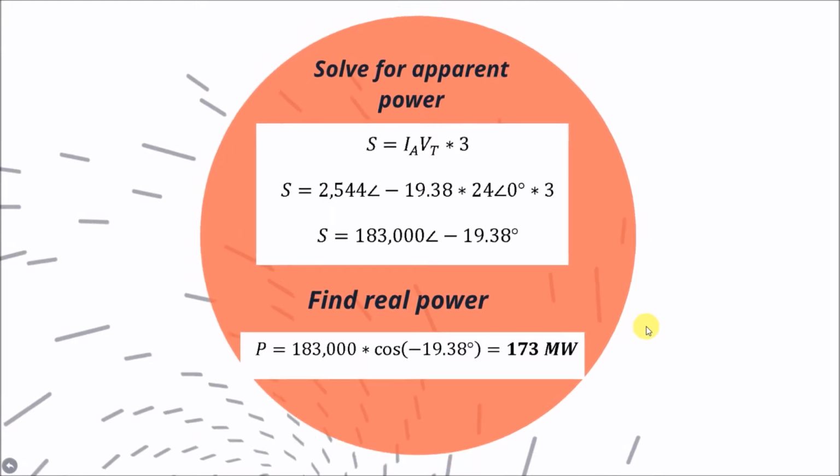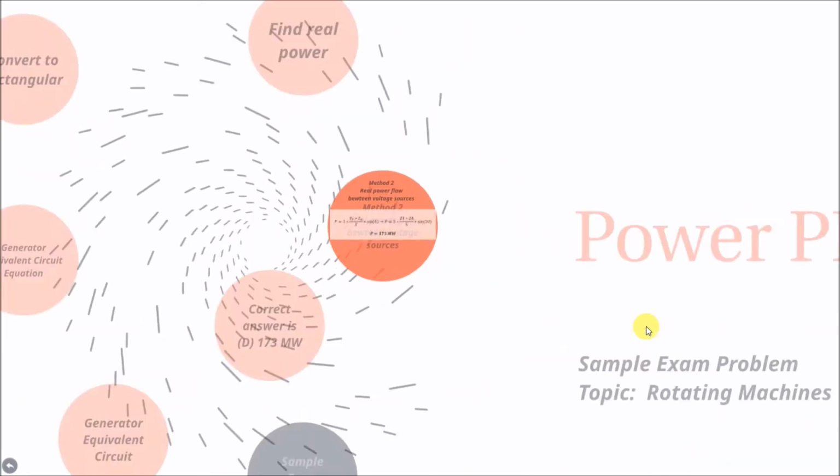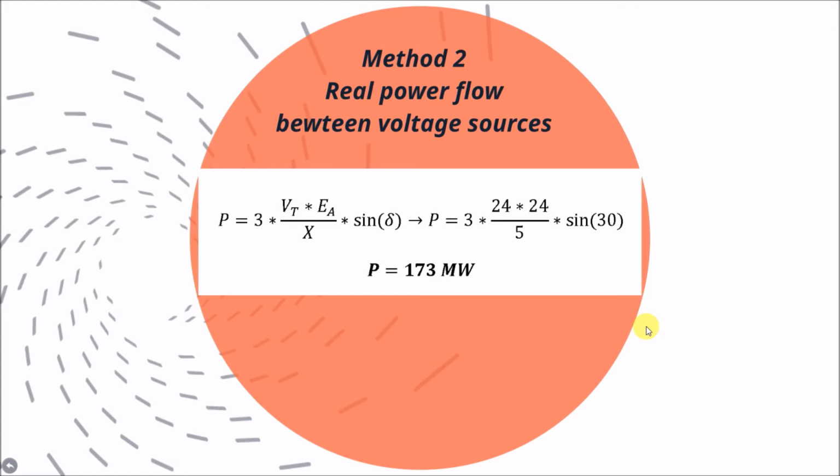However, on the PE exam, there are multiple methods to solving this type of problem, and this second method that will be shown uses the following equation and calculates the power flow between 2 voltage sources. This equation only works when there are only inductive losses between the 2 voltage sources. The angle shown is not the power factor angle, but is the angle difference between the 2 voltage sources, which is 30 degrees as given in the problem. This results in the same solution of 173 megawatts.